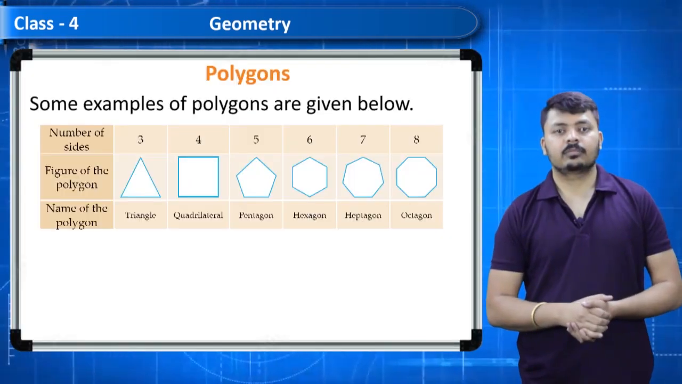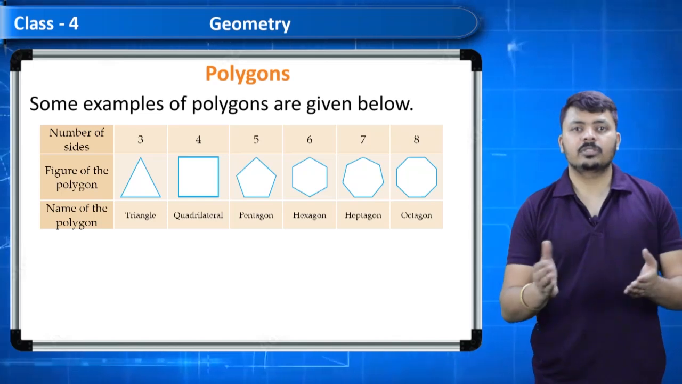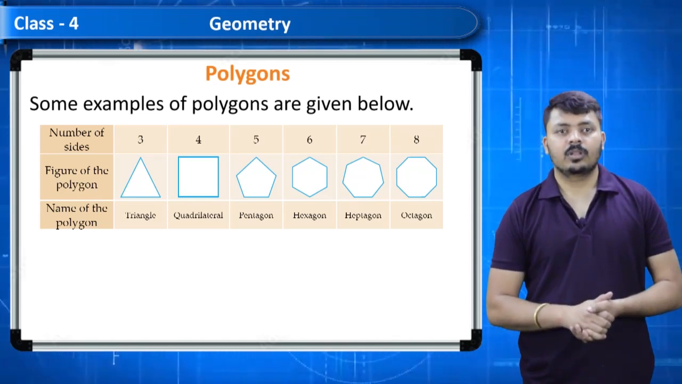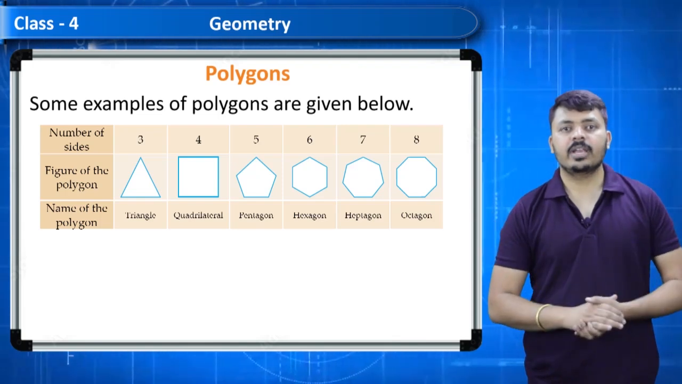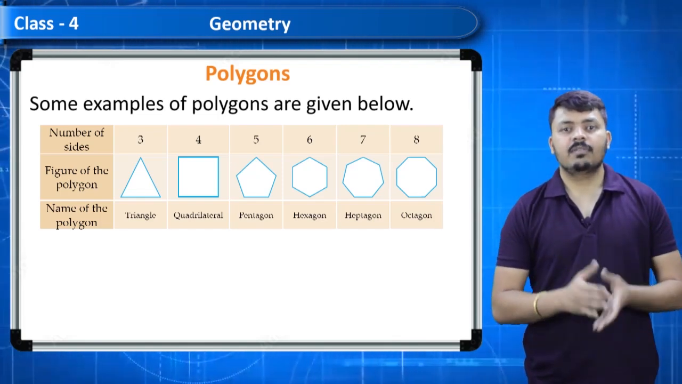Some examples of polygons are given below. A 3-sided polygon is called a triangle. A polygon having 4 sides is a quadrilateral. A 5-sided polygon is a pentagon. A 6-sided polygon is a hexagon.